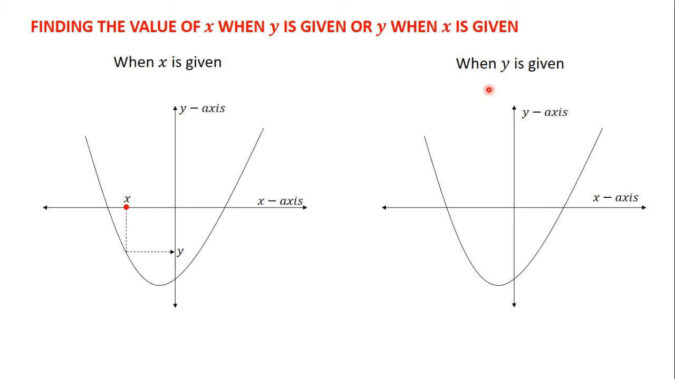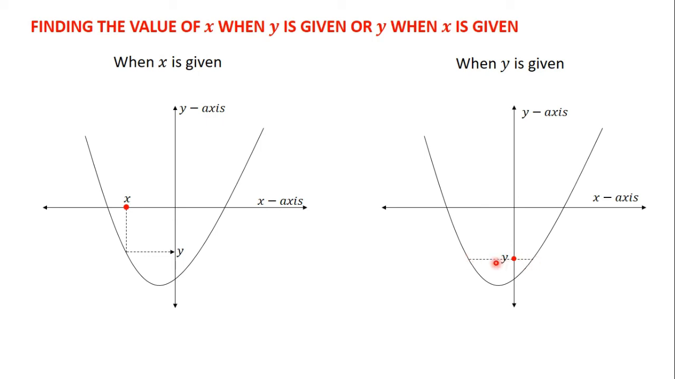When y is given and you want to find x, what you do is that you locate y on the y-axis. So here we located x on the x-axis. So you do the same thing here. You locate y on the y-axis. Let's assume that this is y. So after you have located y on the y-axis, you draw a horizontal line through y, and that line will touch the curve. Usually, it will meet the curve at 2 points. So here, the horizontal line meets the curve here, and it also meets the curve here.